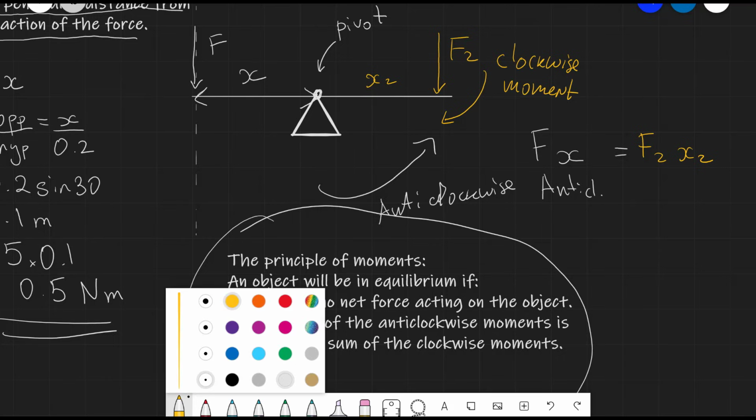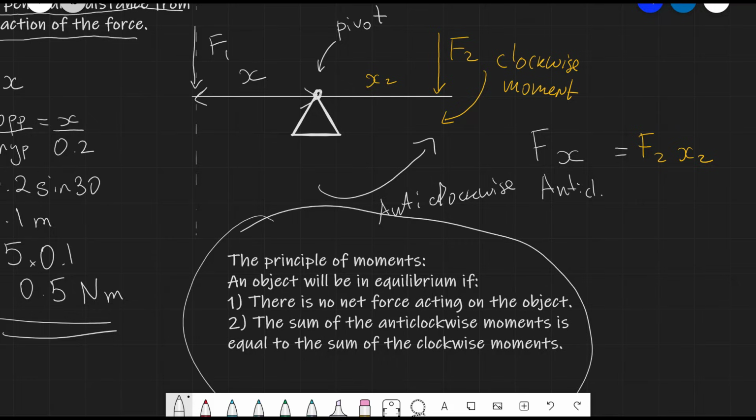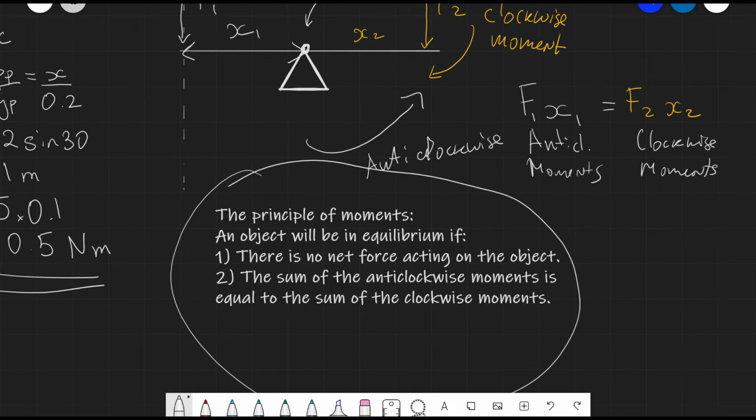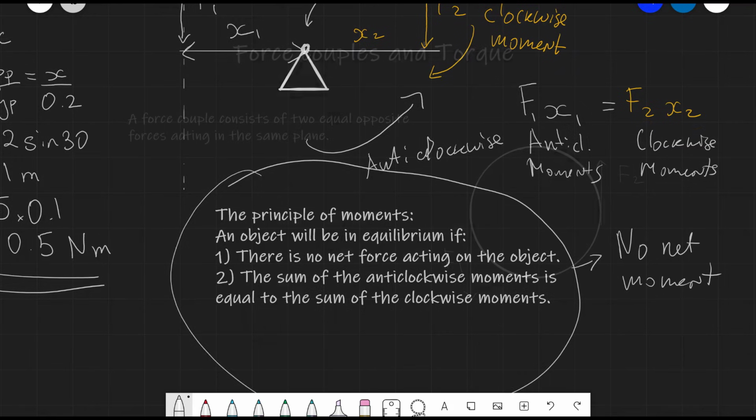Should we just be consistent and give them some subscripts? I'm just going to call this one F1 and x1. But the sum of the anti-clockwise moments is equal to the sum of the clockwise moments, and this is our principle of moments. Additionally, we could also say in an exam, for the principle of moments, that there is no net moment, and this will also be accepted.